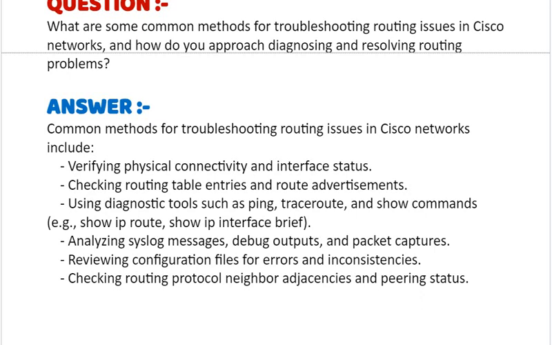Next point is checking routing table entries and route advertisements. Next point is using diagnostic tools such as ping, traceroute, and show commands, for example, show ip route, show ip interface brief. Next point is analyzing syslog messages, debug outputs, and packet captures. Next point is reviewing configuration files for errors and inconsistencies. Next point is checking routing protocol neighbor adjacencies and peering status.